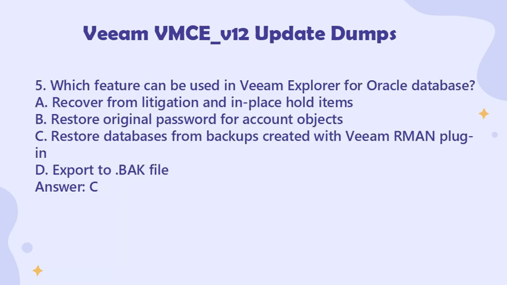5. Which feature can be used in Veeam Explorer for Oracle database? A. Recover from litigation and in-place hold items. B. Restore original password for account objects. C. Restore databases from backups created with Veeam RMAN plugin. D. Export to .bak file. Answer: C.